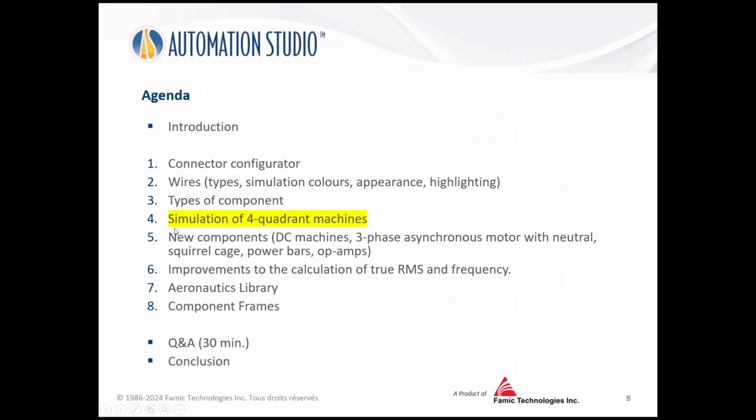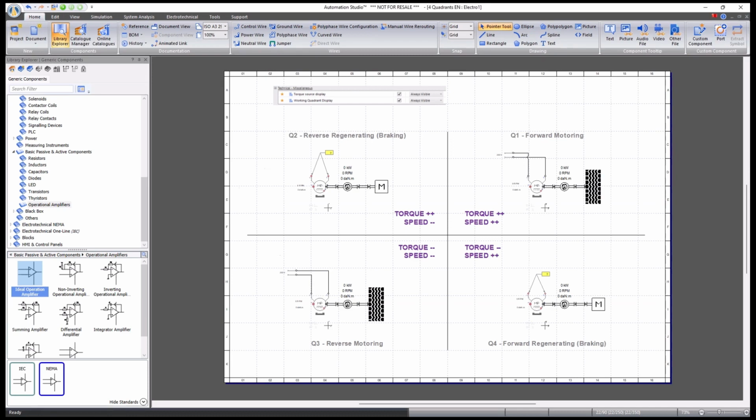So the next thing that we're going to look at here is the simulation of the 4-quadrant machine. So these are the new simulation options that are available in this version. So what that means is we can now simulate different situations where the motor is being driven.